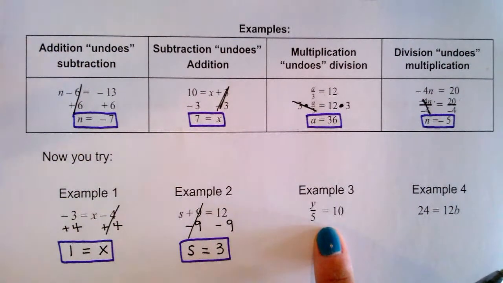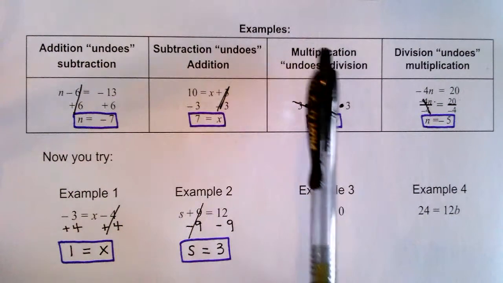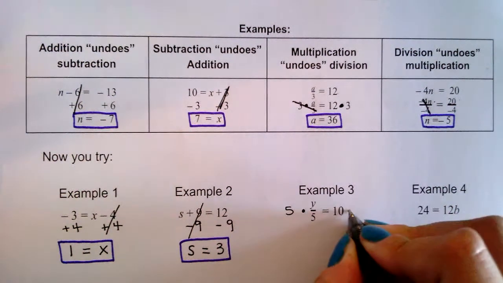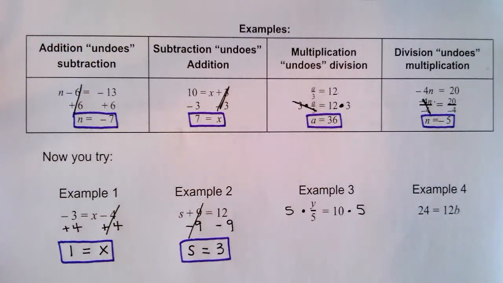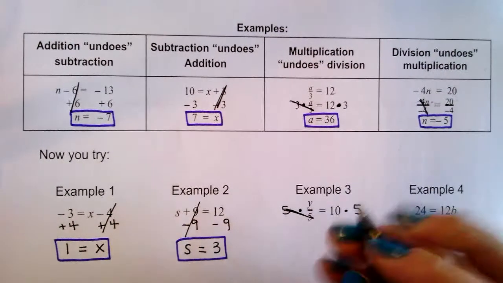Let's look at example number 3. We have y divided by 5. So we're not going to say y over 5. We're going to say y divided by 5 because that's what a fraction bar represents, and it will help us get in the mode of saying that fraction bar is division, so we have to undo that. And to undo division, we need to use multiplication. So we are going to multiply both sides by 5. Multiplication and division are opposites, so these are going to cancel, which is what we want them to do.